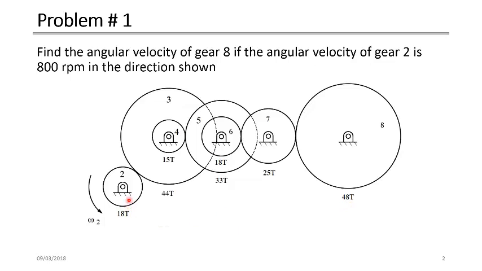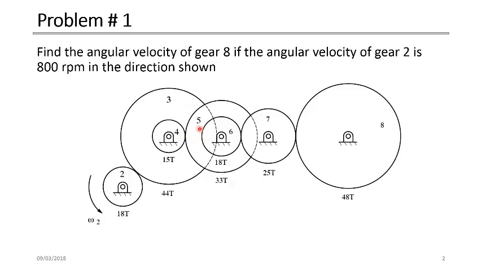You see here that gear number 2 is engaged with gear number 3. It's external engagement. So at this point, gear number 2 is the driver, gear number 3 is the driven. Because gear number 3 and gear number 4 are on the same shaft, they have the same speed. But here, gear number 4 is engaged with gear number 5, external engagement. So they are externally engaged at this point.